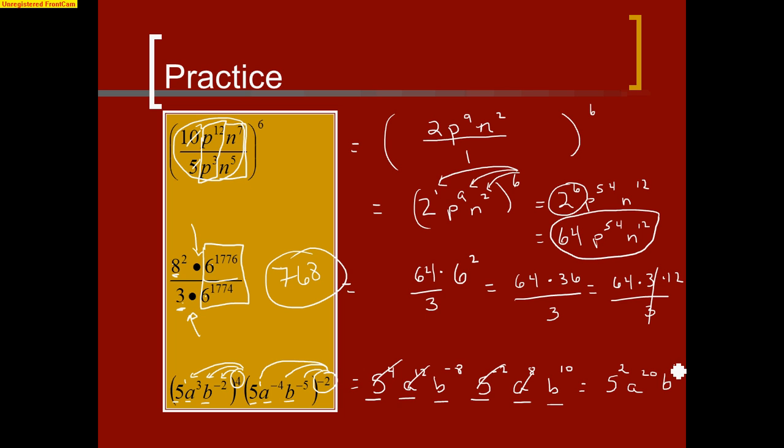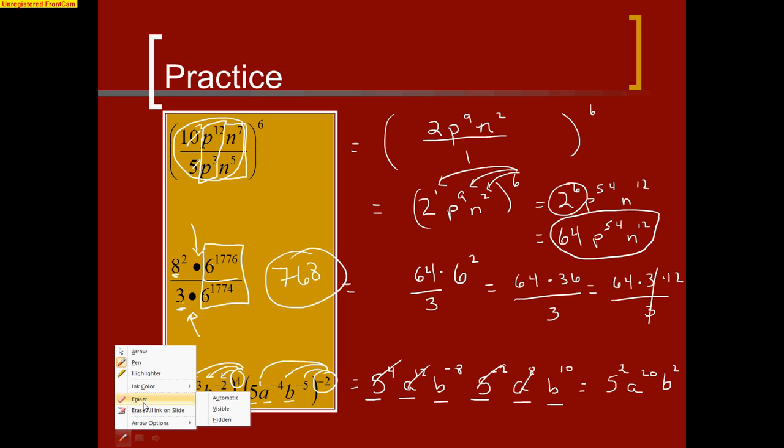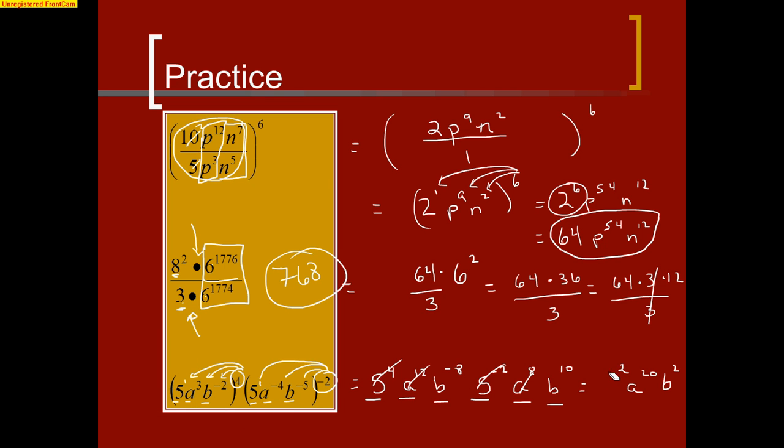And of course, don't leave 5 squared as 5 squared. That was 5 to the 10th. You can go ahead and leave it, but it's not done. 5 squared is 25. Sweet.